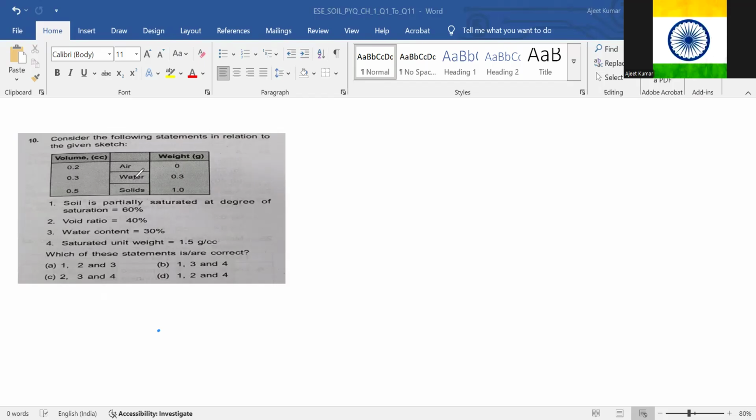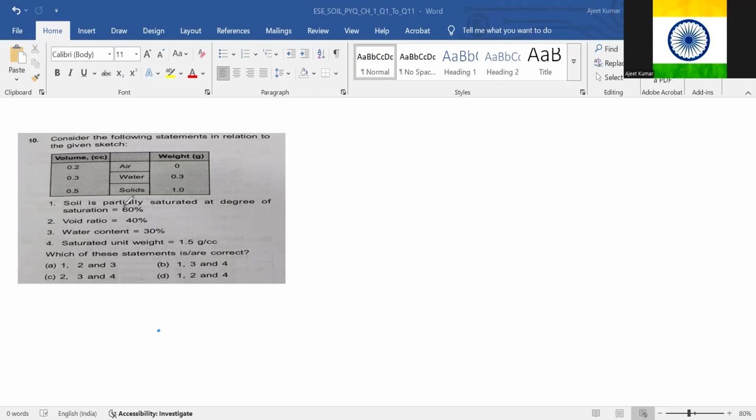It is taking the density of water as 1 gram per cc. From here you can also calculate the density of water: weight divided by volume is 1 gram per cc. Now the volume of solid is 0.5 and the weight is 1 gram. Statements 1, 2, 3, and 4 are given, and we have to choose which statement is correct and which one is wrong. So in this question, we have to choose the correct statement.